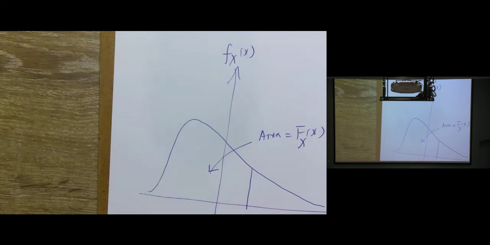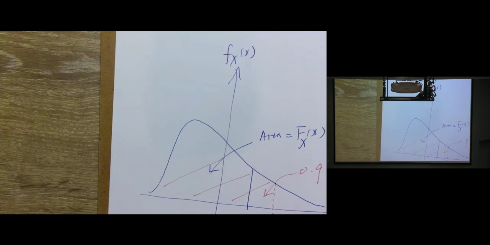But there are other situations that we are interested in. Say we wanted to find out what this number is, if I specify this area, let's say 0.9. I want to specify the area, and then I ask a reverse question. I want to find out this number. And this number is called a quantile. This is the 0.9 quantile.